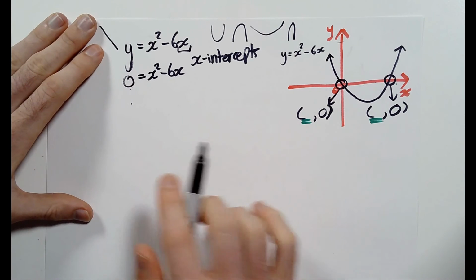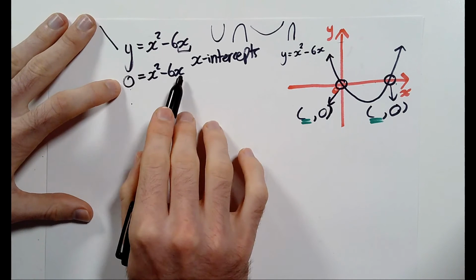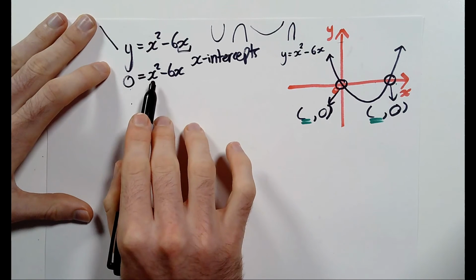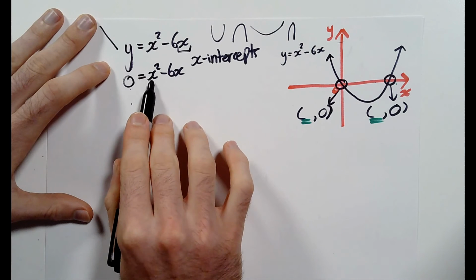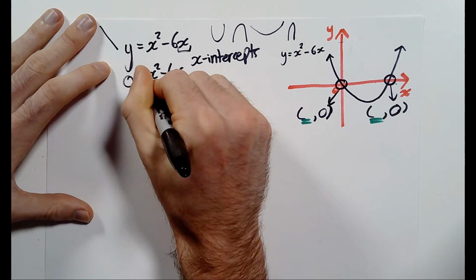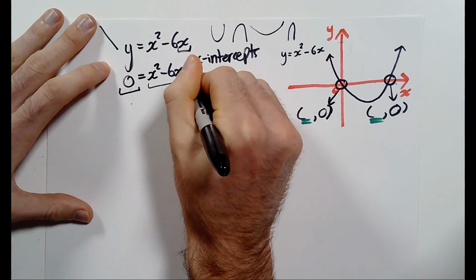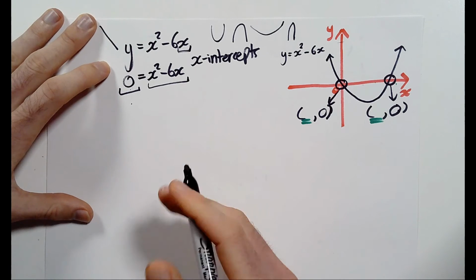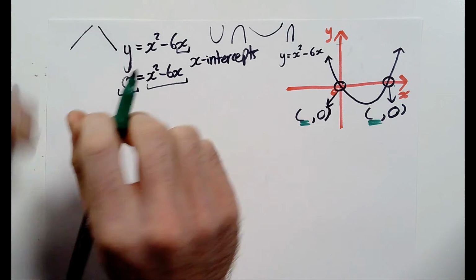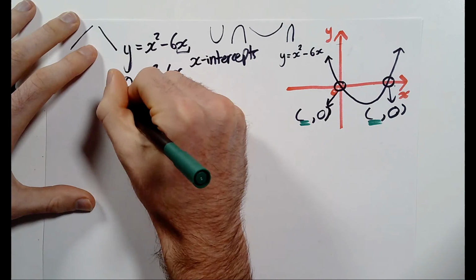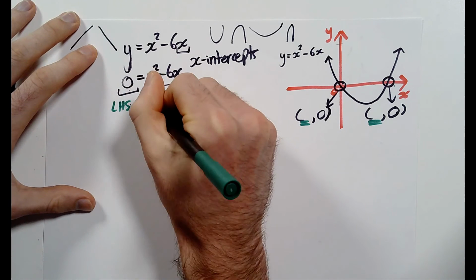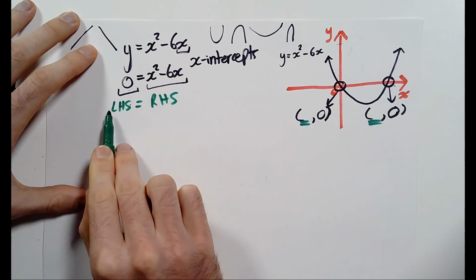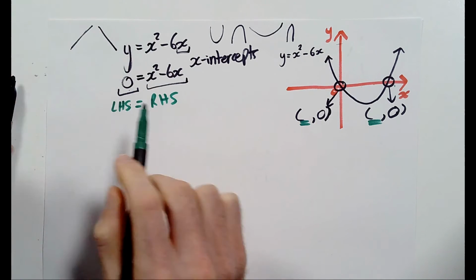So the question is, if we've subbed in 0 to find the x-intercepts here, how do we actually find what values of x will make this side equal this side? So remember the point of solving an equation. What does it mean to solve an equation? It means to make both sides equal. We want to make the left-hand side equal the right-hand side.